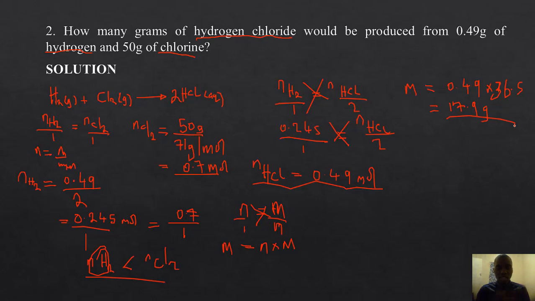So remember, this example was just meant to emphasize that what determines the amount of product formed is the limiting reagent. So they asked us to determine the amount of product formed here, but for us to do that, we were first supposed to identify the limiting reactant. Then that's when we can calculate.